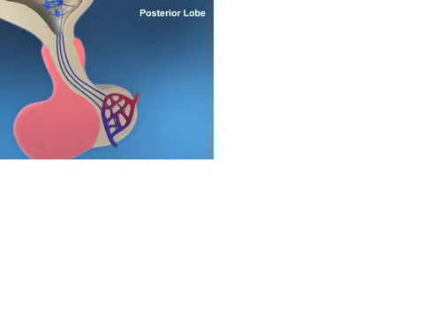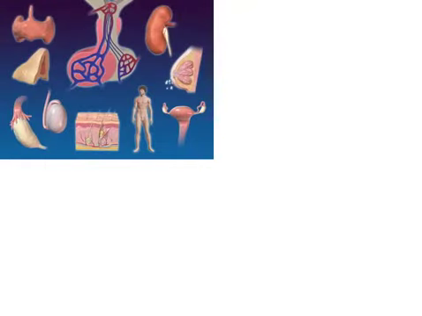Hormones produced by the hypothalamus are stored in the posterior lobe of the pituitary. The hormones are ADH, which increases the reabsorption of water, and oxytocin, which contracts the pregnant uterus. The pituitary gland is called the master gland because it controls the function of other endocrine glands.